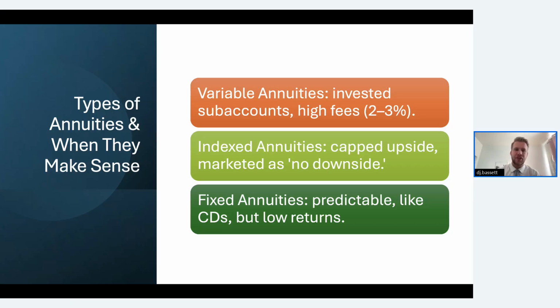So those are the types of annuities, and when they would make sense just depends on what you're looking for. Again, most of the time, people who sell these annuities speak to people who are inherently nervous about the market. They want some guarantees. They want some comfort when it comes to investing.